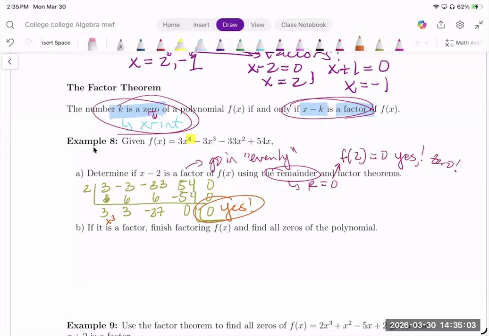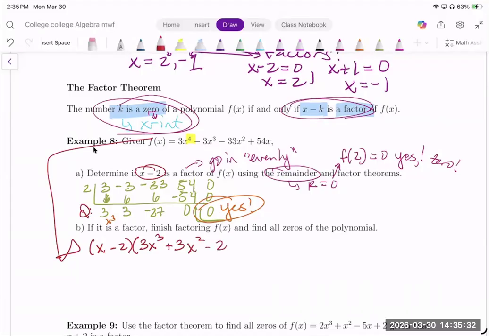Finish factoring. So again, let's get a good color. Red's fine. So I know that here we factor into the x minus 2, because that's from right there. And then we have the quotient, right? The quotient, 3x cubed plus 3x squared, excuse me, minus 27x.